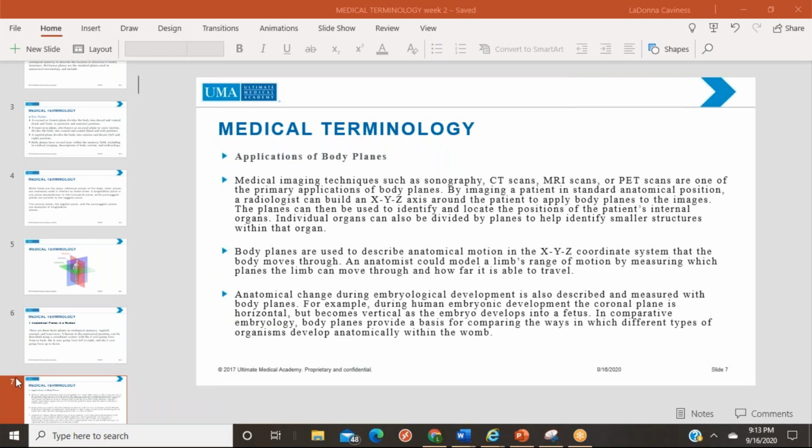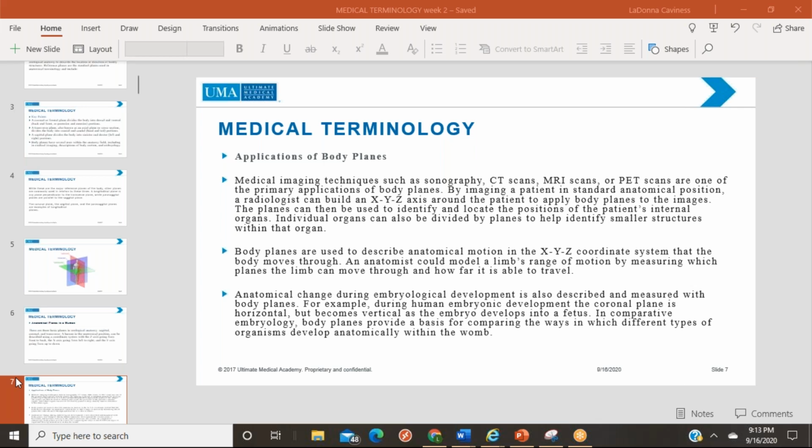Medical imaging techniques such as sonography, CT scans, MRI scans, or PET scans are one of the primary applications of body planes. By imagining or imaging a patient in standard anatomical position, a radiologist can build an XYZ axis around the patient to apply body planes to the images. The planes can then be used to identify and locate the positions of the patient's internal organs. Individual organs can also be divided by planes to help identify smaller structures within that organ.